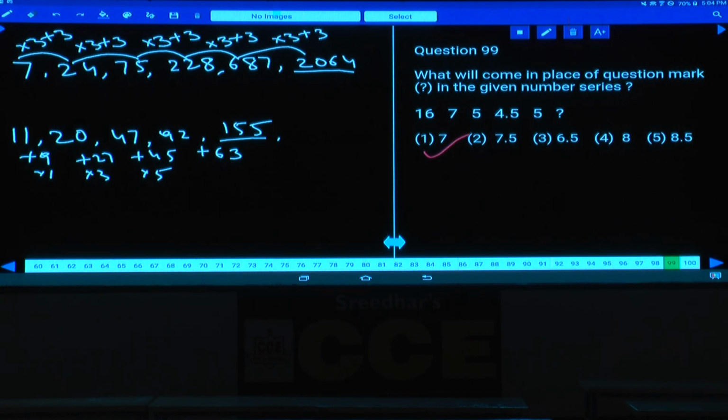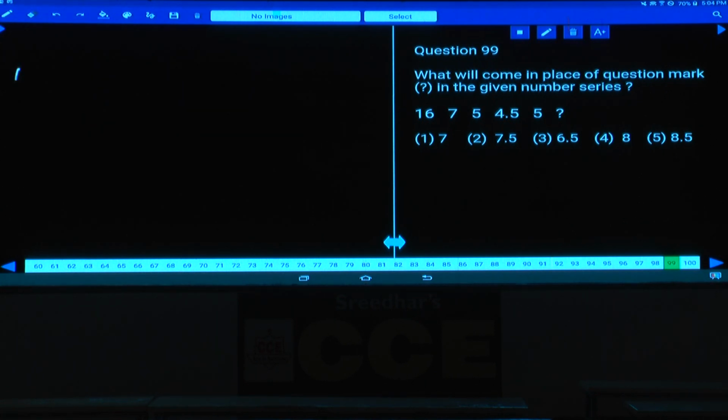Then 99. Now tell me what is question number 99 here? 16 and 7. How can you express this 16 and 7? 16 into 0.5 is 8, 8 minus 1 is 7, and 7 into 1, 7, minus 2 is 5, and 5 into how much? 5 into 1.5. 5 into 1.5 is 7.5. 7.5 minus 3 is 4.5, and 4.5 into 2, 9. 9 minus how much? 9 minus 4 is 5.